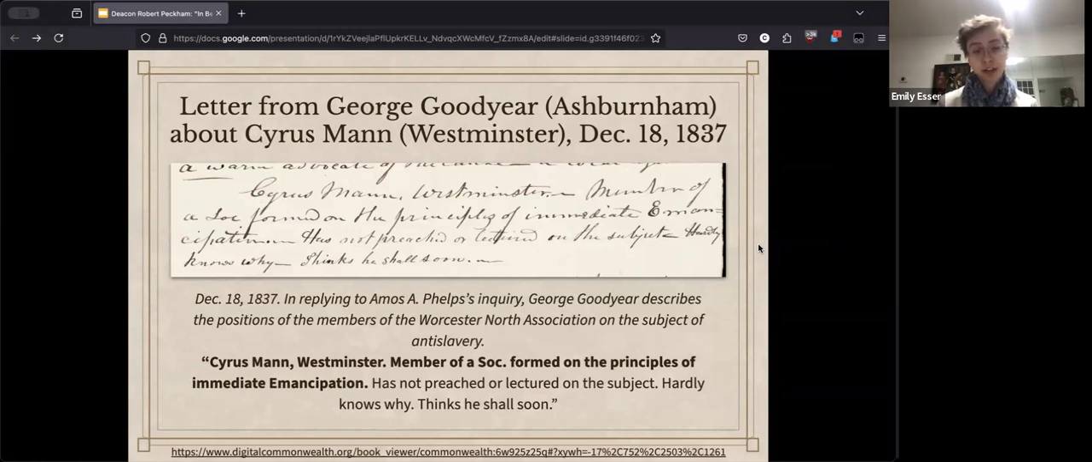He took a very firm stance, as we can see, as did Cyrus Mann, who had not preached on emancipation yet, but thinks he shall soon.